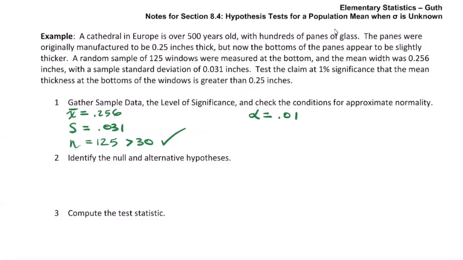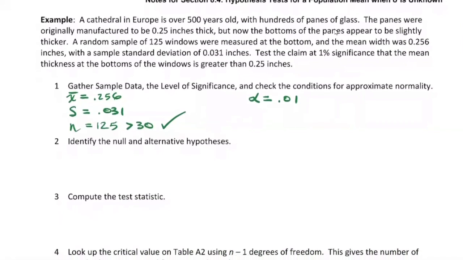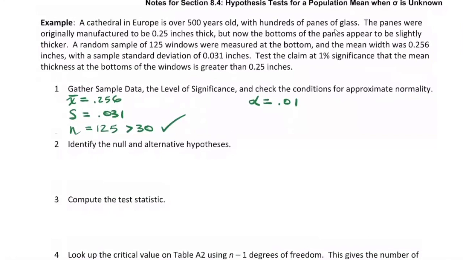Any questions? Now, we're just testing the claim that the mean is bigger than 0.25, even though they were manufactured to be 0.25 thick. The alternative hypothesis says the mean is bigger than that now, bigger than 1/4 of an inch thick. Any questions?